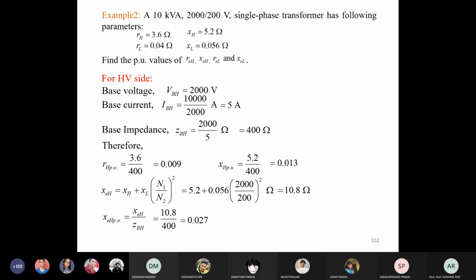0.027. Yes. Okay, everyone, with this calculation? Yes, sir. So we have got REH and XEH. Now calculate REL and XEL. So you have to calculate the low voltage side parameters.